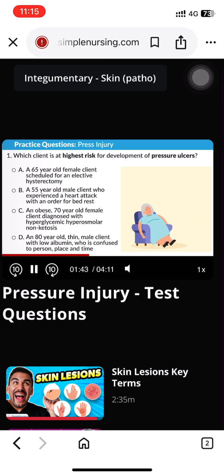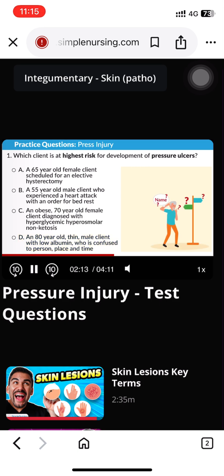Now, option C, an obese 70-year-old female client diagnosed with hyperglycemic hyperosmolar non-ketosis. Big long word for HHNS, that type 2 diabetic problem. Now, this option was pretty tricky. Sure, the client is obese, they're 70 years old, and in a diabetic crisis. But option D is the most at risk. So option D is the most correct.